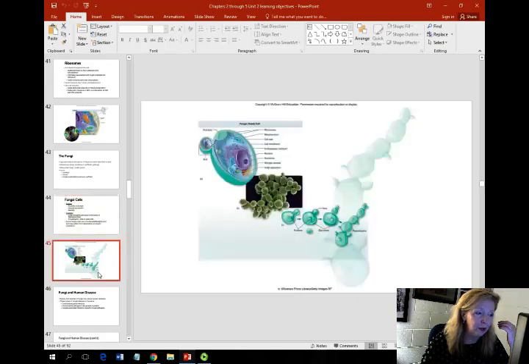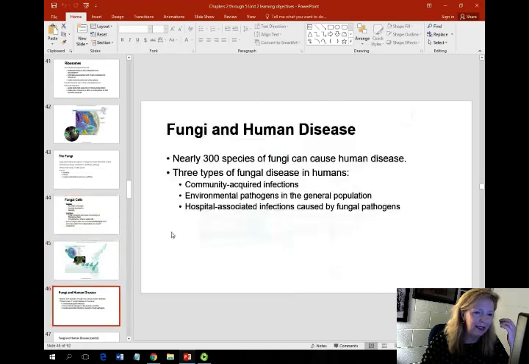I do want to introduce you to one yeast that is very common as far as humans go and is causing disease. The name of this is Candida albicans.